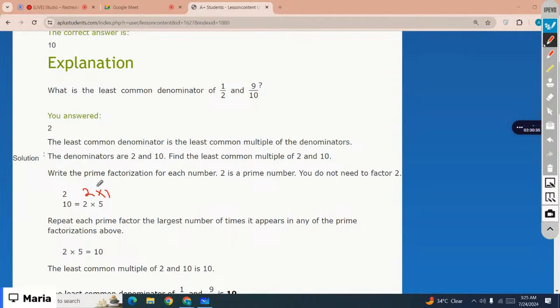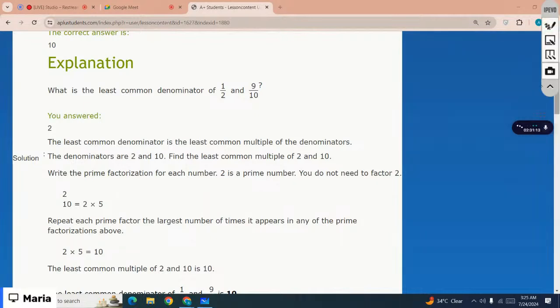So the only factor that is common is 2, right? And the one that is not common is 5. So the factors are 2 times 5, and 2 times 5 is 10. So the least common denominator of 1 by 2 and 9 by 10 is 10. Got it? So the least common denominator of 2 and 10 is 10. Let's just start with the test questions.